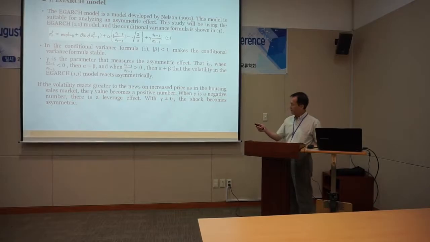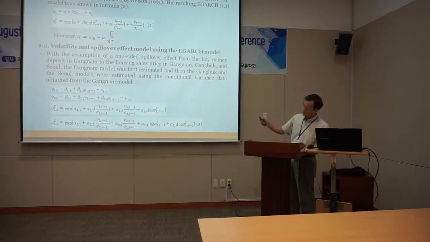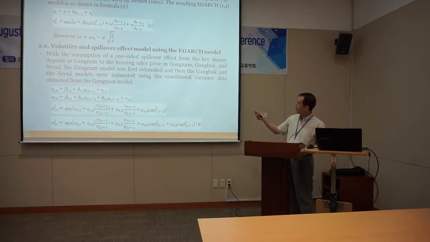The empirical framework is as follows. This model is suitable for analyzing an asymmetric effect. This study will be using the EGARCH model. And the conditional variance formula is Equation 2. B is the autoregressive coefficient in the mean equation. A, W, constant. E, error terms. If the absolute beta value is less than 1, the conditional variance is stable.